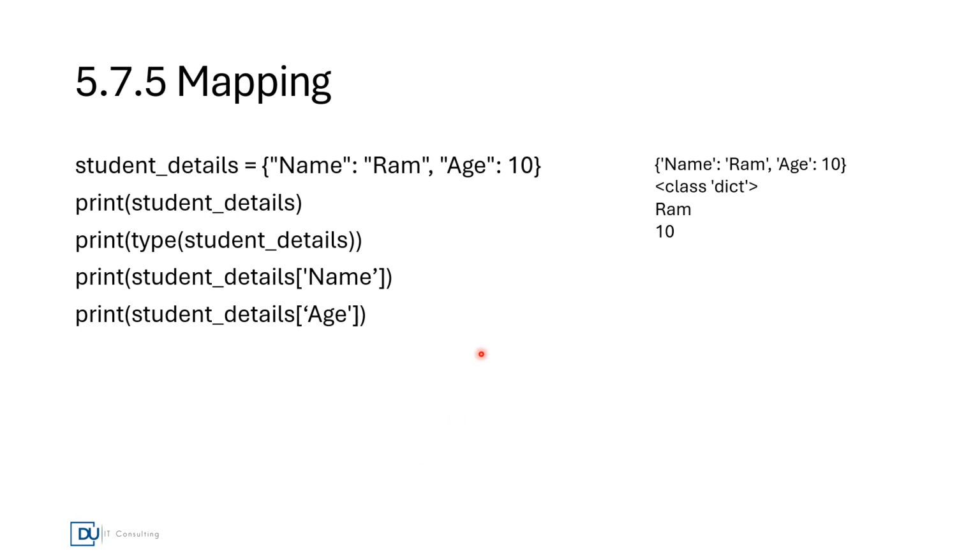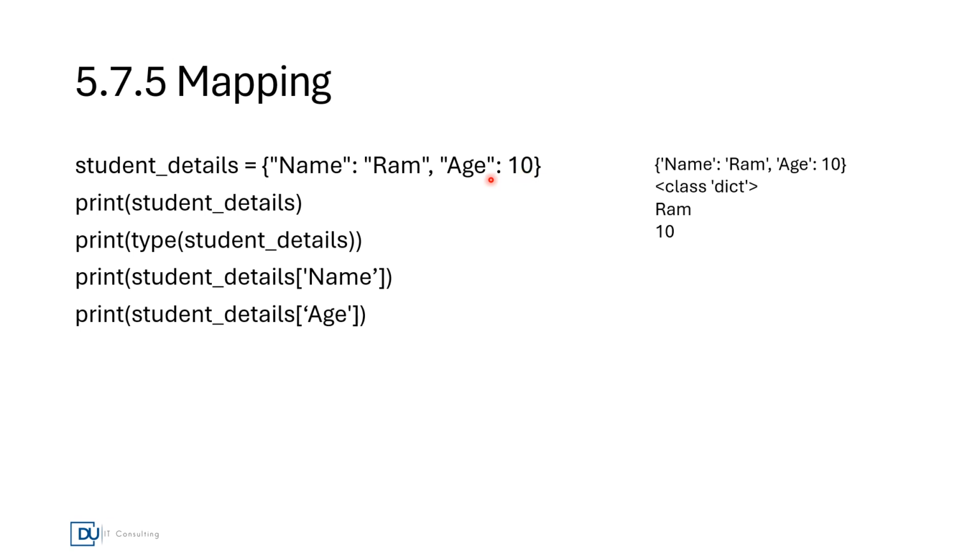Mapping. We will show you the dict or dictionary data type. So here student details is a dictionary, and we can declare a dictionary using the curly brackets and then giving the key and the value. So in this dictionary there are two keys, name and age, and the value for name is Ram and the value for age is 10. As you can see, Ram is a string but 10 is an integer.